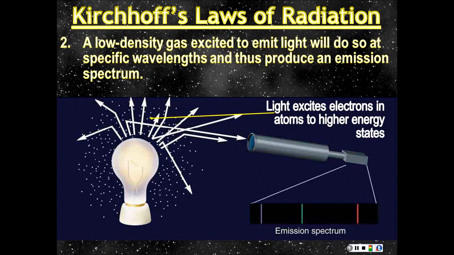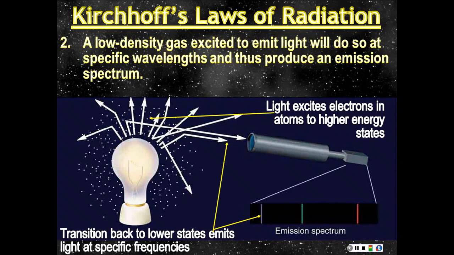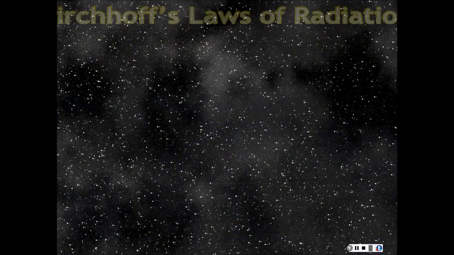So the light excites the electrons in the atoms to a higher energy state. We're going to look at this in detail. And so as those electrons jump back down in energy level, they are going to give us light at specific wavelengths.